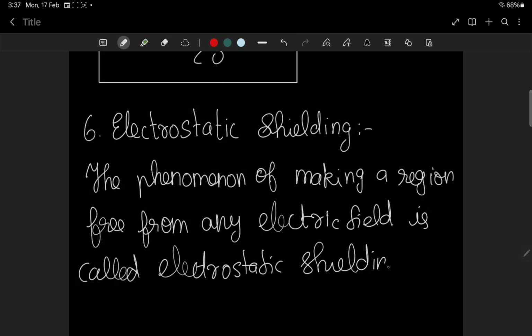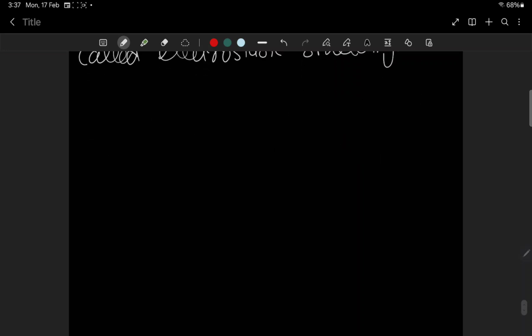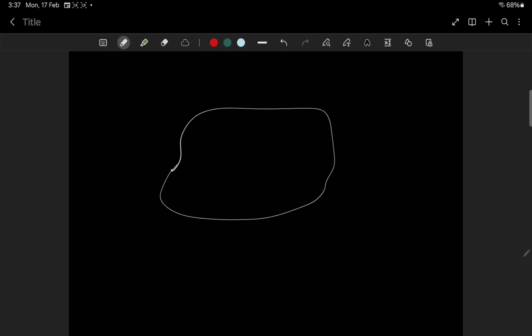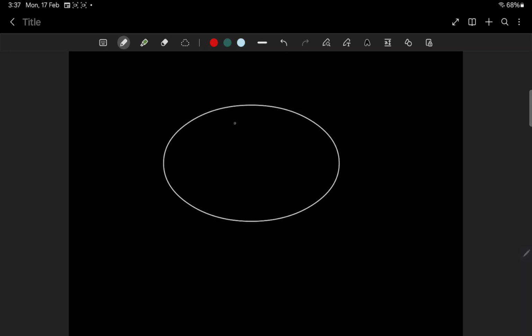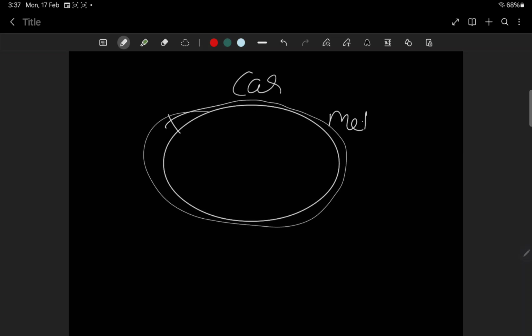What is it? It is the phenomenon of making a region free from any electric field. An example: you go outside on a rainy day where there is a thunderstorm, and you are sitting in your car. Imagine the car has a metal body, and you are sitting inside it.